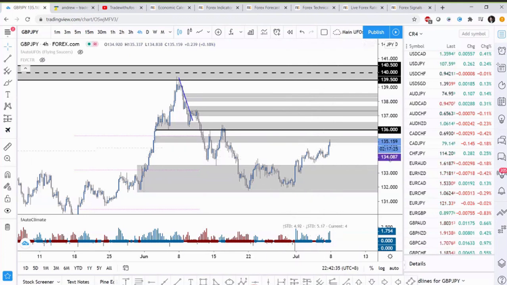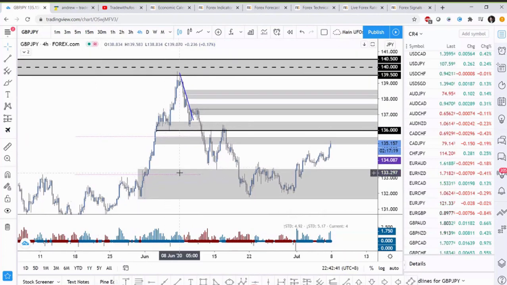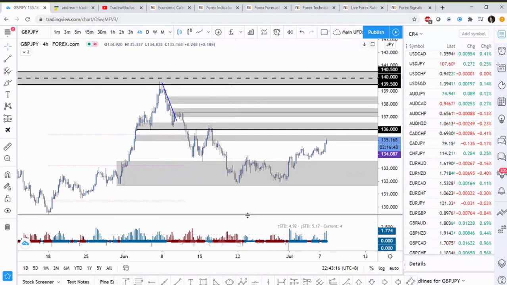So broadly speaking, just to describe what had been going on, the auto climate as well kind of aligns to this. We are seeing prices go lower, and the indication from auto climate is also telling us to focus on the short side. On periods where prices have moved higher, it has changed to indicate bias to the upside, and so forth.